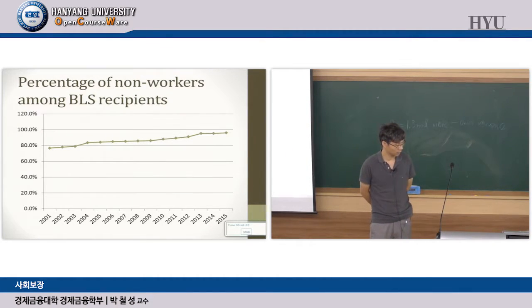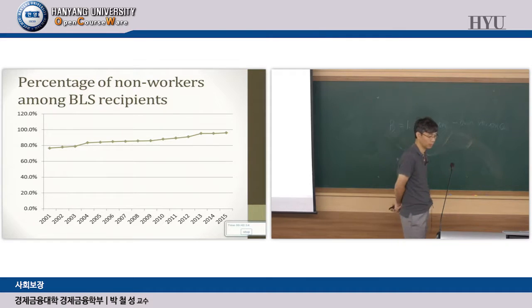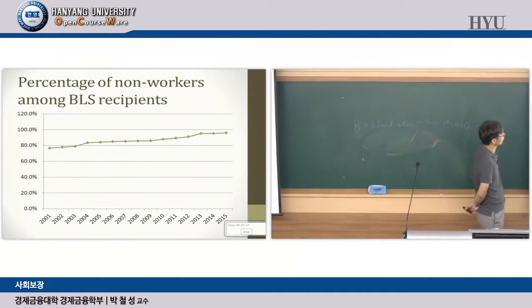And one thing that we should look at is what is the percentage of people who are working among the BLS recipients? Not that much. Non-workers are almost 100%, which means that almost nobody who's a recipient of this welfare benefit is working. And this percentage of non-workers has been increasing ever since.